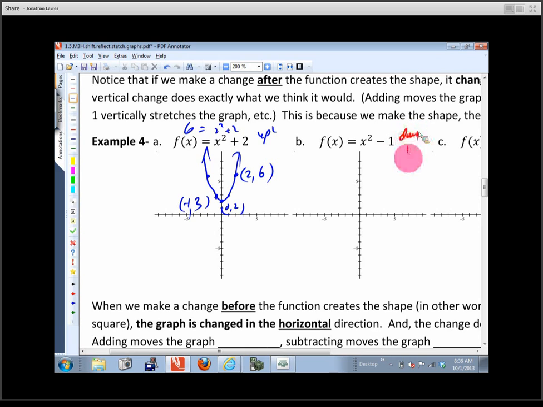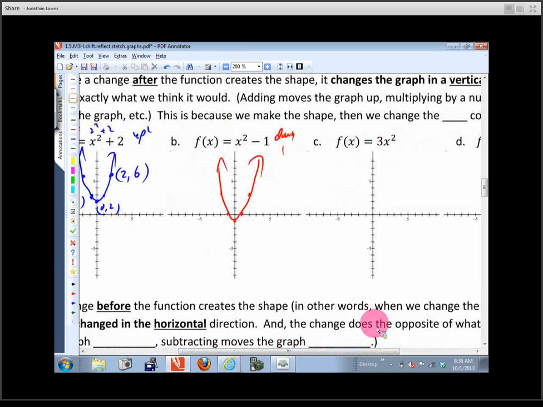Down 1 unit. So that means the vertex is going to be there, and then I'd go over 1 and up 1 squared, over 2 and up 2 squared, back 1 and up 1 squared, back 1 and up 2 squared. So it looks like this. And again, we should be able to label those 5 points.